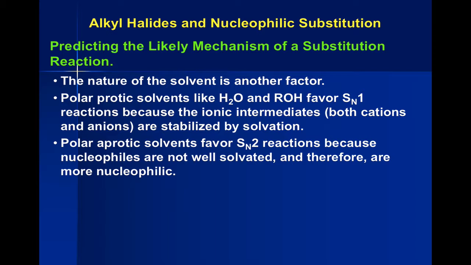It turns out that polar aprotic solvents, however, favor the SN2 reaction, because the nucleophiles won't be solvated. They won't have that solvent shell around them, and therefore they're more naked, as we talked about on Wednesday, and they can approach from the backside and attack the carbon much more readily if that solvent shell isn't there, or is very weakly bound.